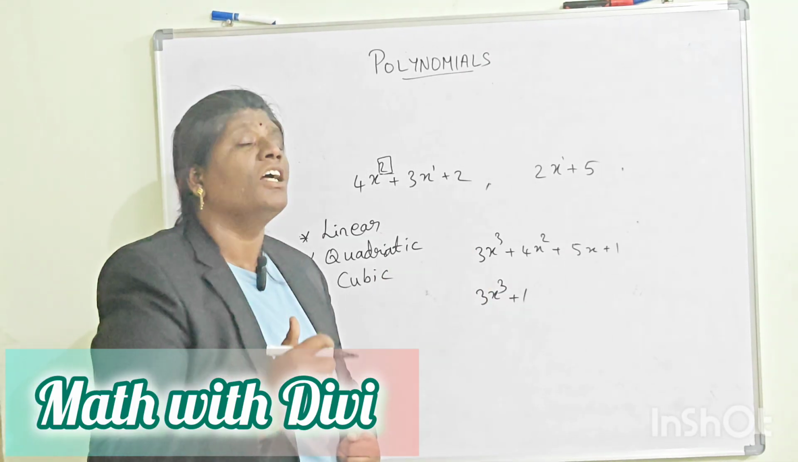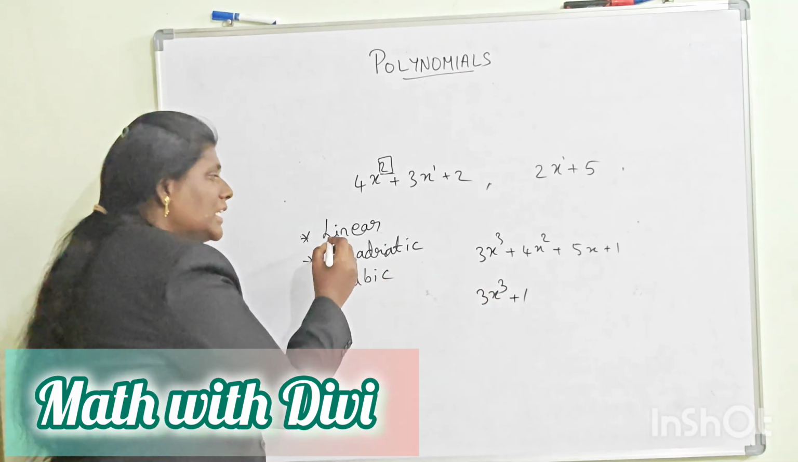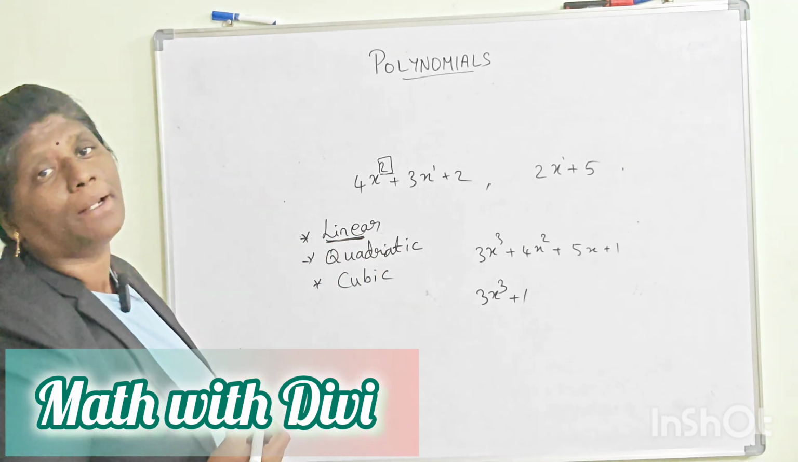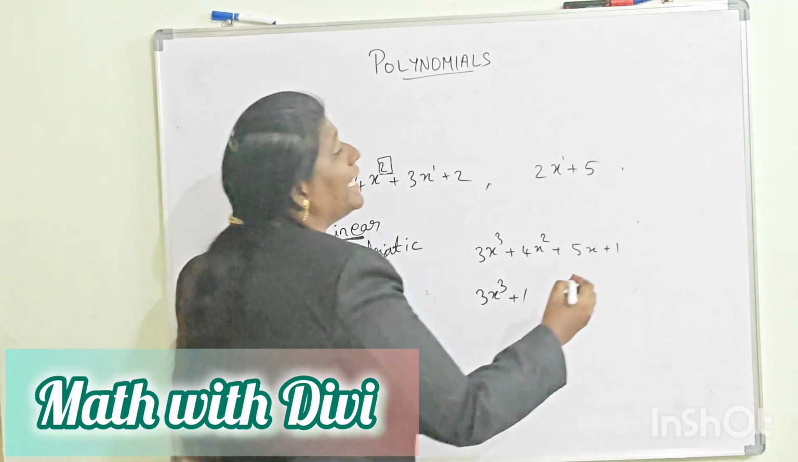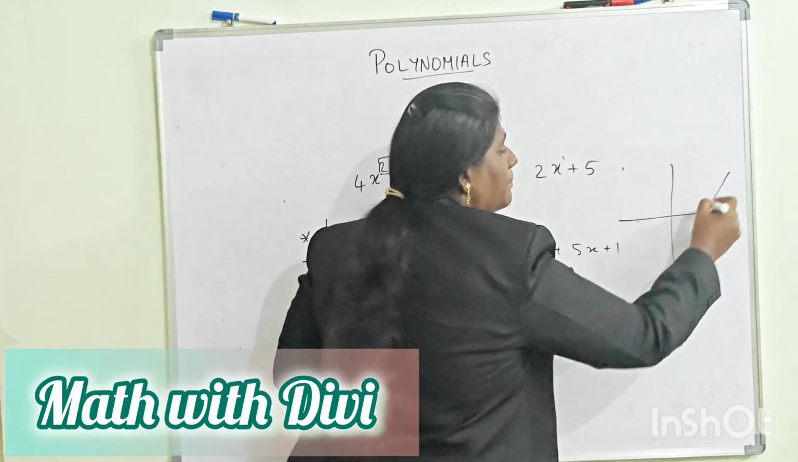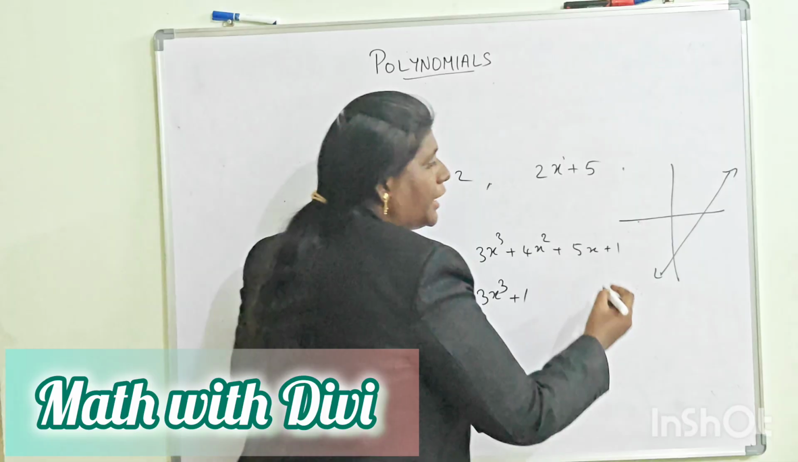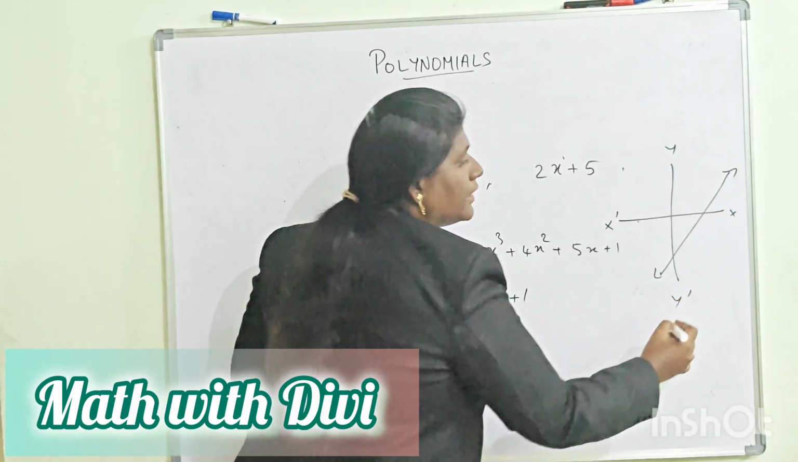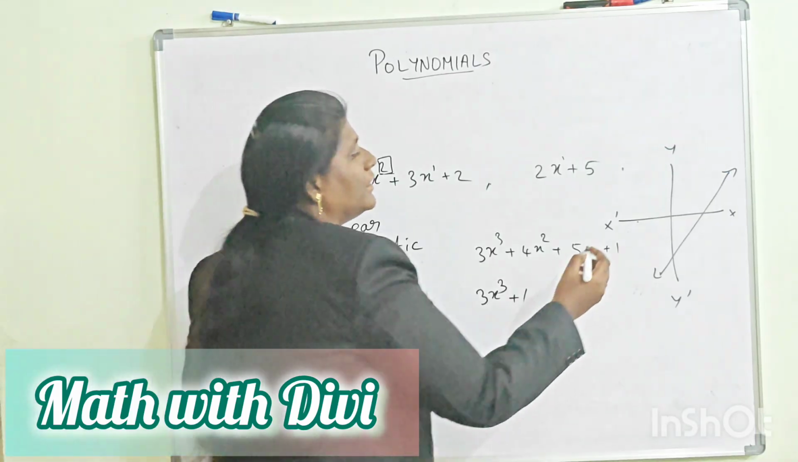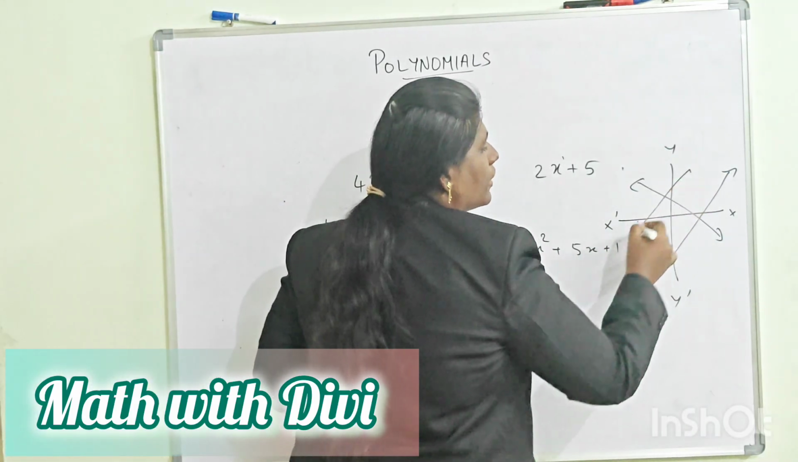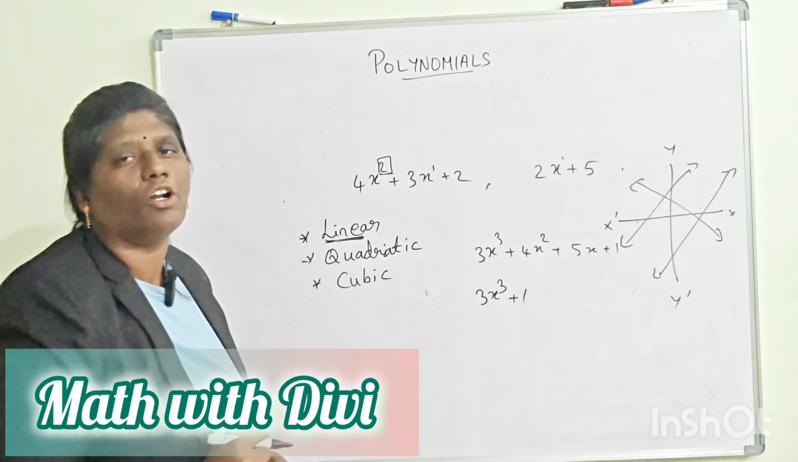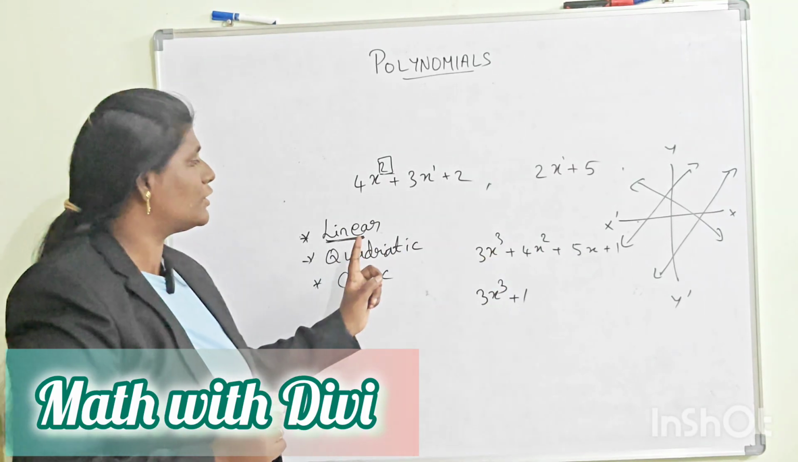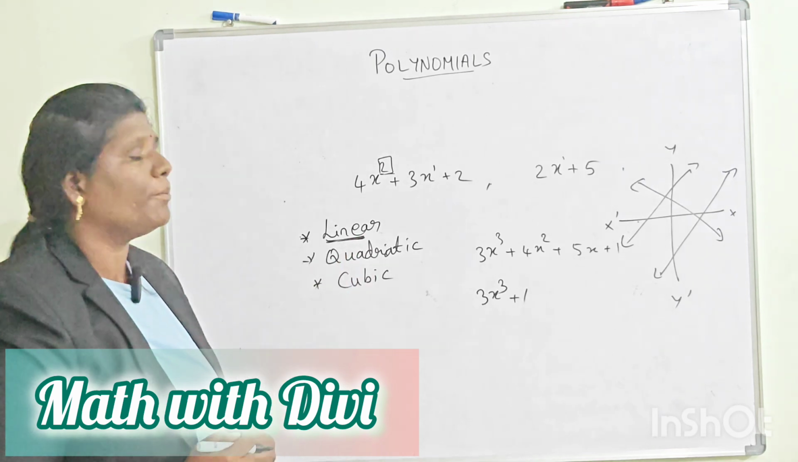Understand, dear? The graph of a linear polynomial will always be a straight line. You all know how to mention it in a graph. It may be like this or like this, but it always denotes a line. When the polynomial denotes a line, it is called a linear polynomial.